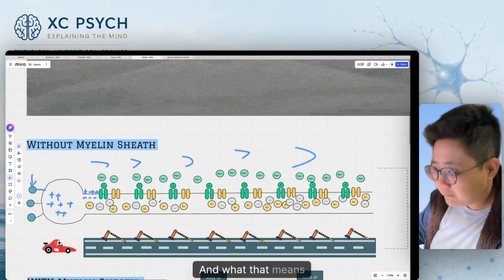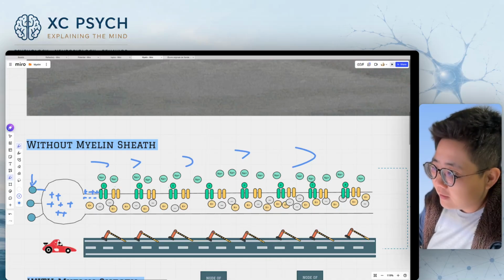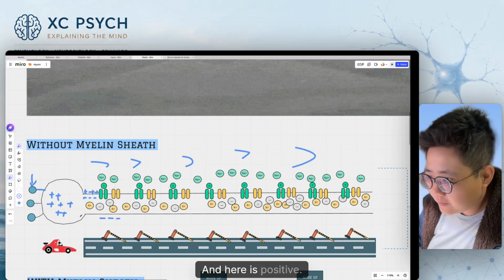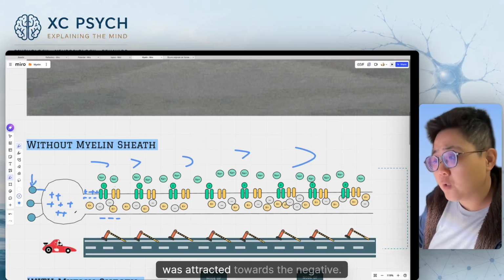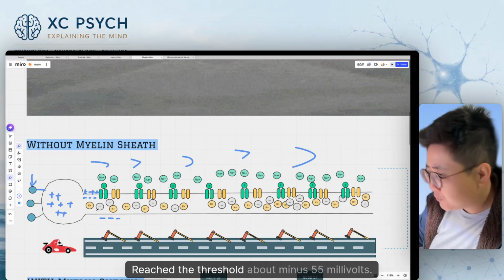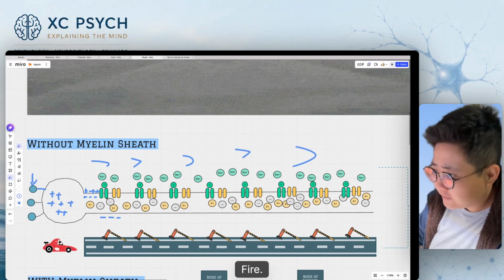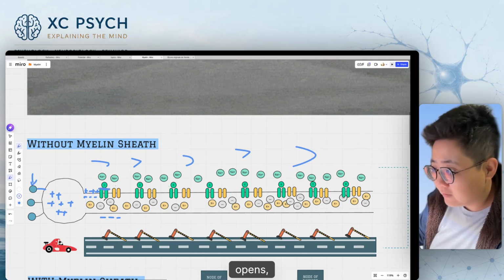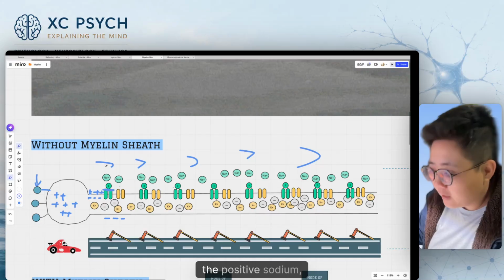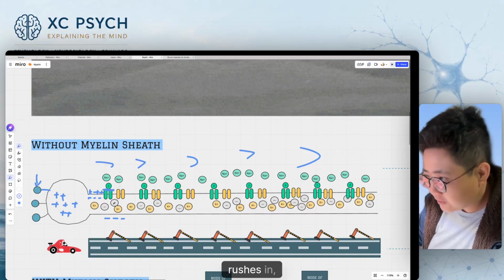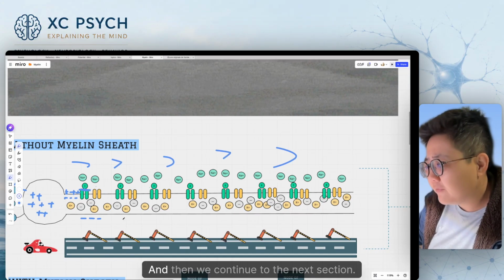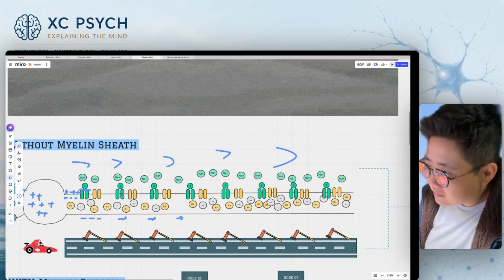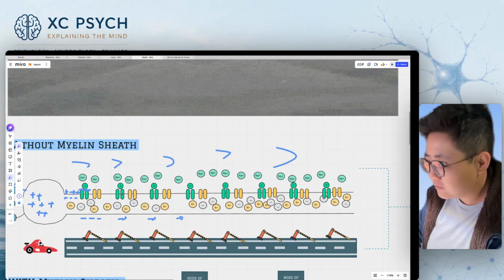And what that means is that, hey, we've reached here. Here is a little bit more negative, and here's positive, and the positive was attracted towards the negative, reached the threshold, about minus 55 millivolts, fire. What it means is that when it fires, this gate actually opens, right? And the positive sodium rushes in, makes this even more positive, and then we continue to the next section, we continue to the next section. But this is gonna be a slow process, right?